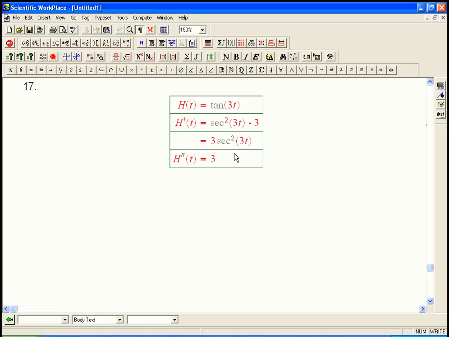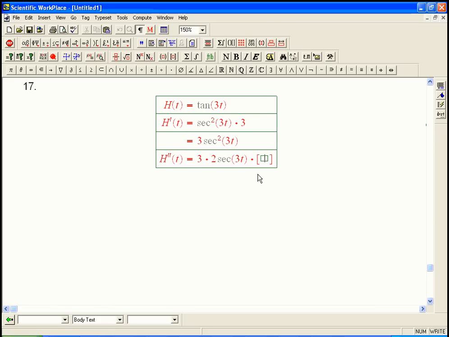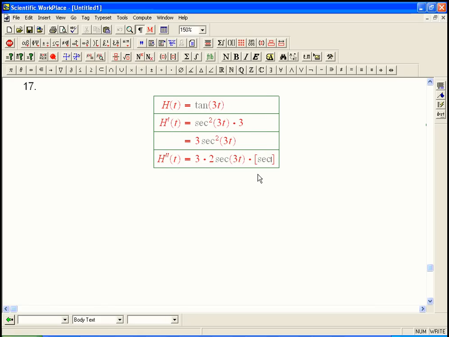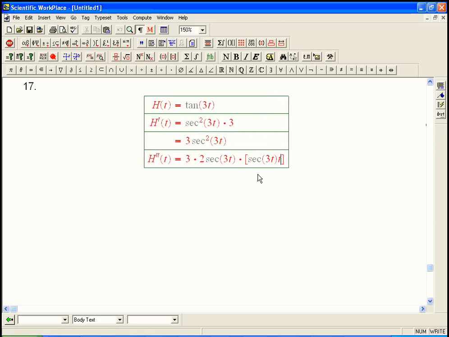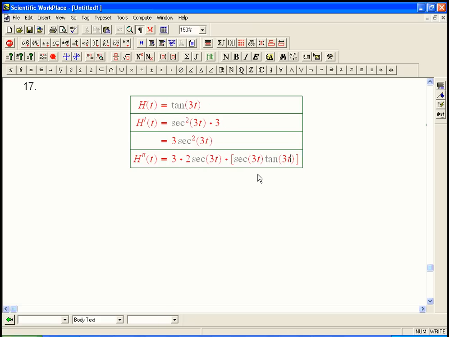The derivative of something squared is 2 times that something, and I just write what that something was without thinking about it, but then times the derivative of everything but the 3 and the square, the secant 3t. Now that's a little tricky because I'm going to put it in brackets. That's secant of what's inside times tangent of what's inside.